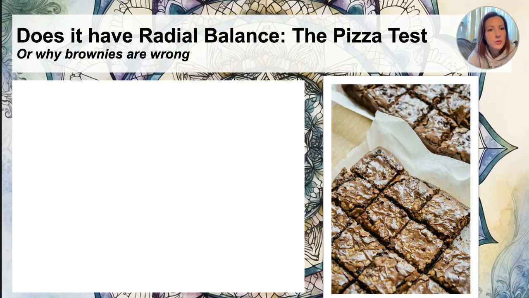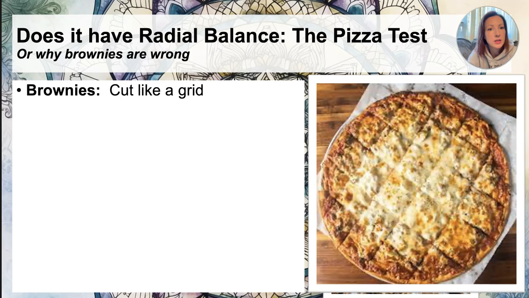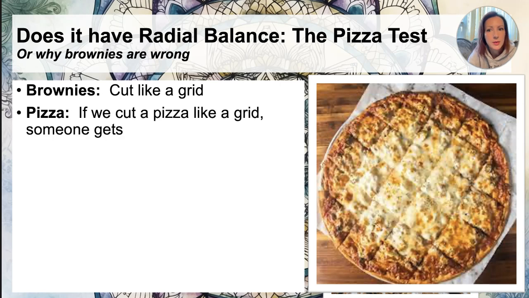So a way to figure out whether something has radial balance is the pizza test. When you have a tray of brownies, they're usually a square or a rectangle, and you have them cut like a grid very evenly, this way and this way. Very symmetrical balance. However, if you take anything that is a circular shape, like a pizza, and you cut it simply in a grid, what's going to happen? Chaos. Someone's going to get a piece of all cheese. Someone's going to get a tiny piece of crust. Only a couple people are going to get a nice ratio of crust and cheese. Nobody's going to be happy.